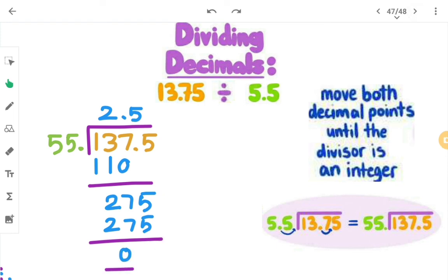Okay, dividing a decimal by a decimal is a very easy one. We just have to push the decimal towards the right side. Okay, yes, only this thing you have to do.